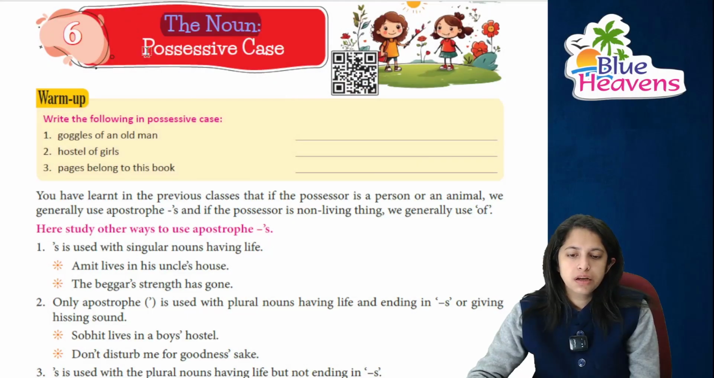Today we'll be studying nouns ka possessiveness, that is belongingness. So let's just begin with this. The title of our chapter is the noun, that is the possessive case, right? You have to write the following sentences in the possessive case.